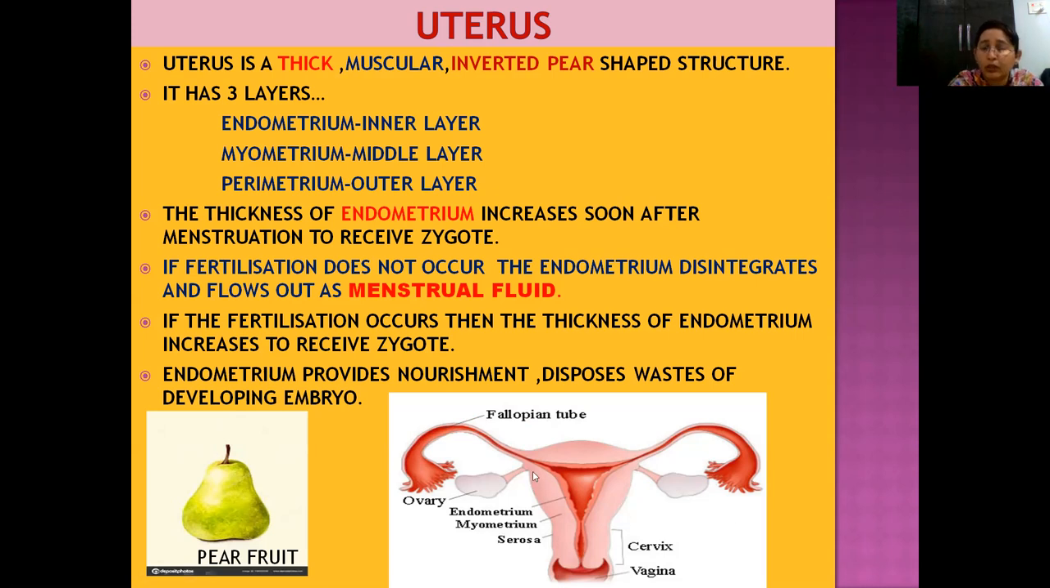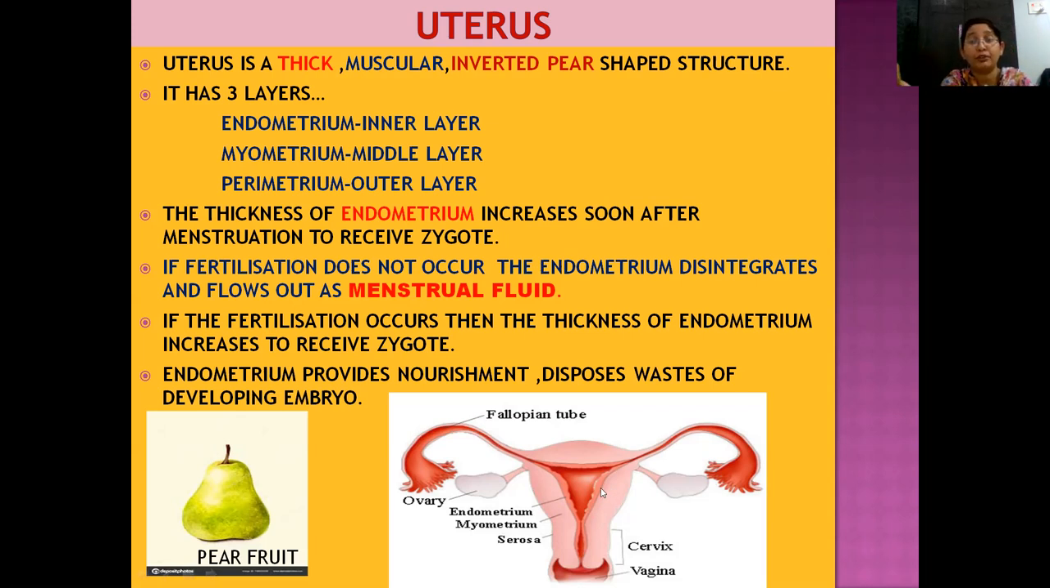So here, how it increases its thickness: I said the inner layer is called the endometrium. This endometrium goes on increasing in its thickness. Why does it go on increasing? In the sense that it has to receive the zygote. If the zygote comes, and later turns into an embryo, and that embryo comes and fixes in this uterus, the endometrium must be thick. So it will go on increasing its thickness.